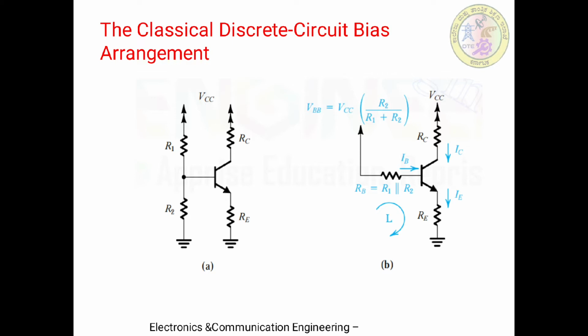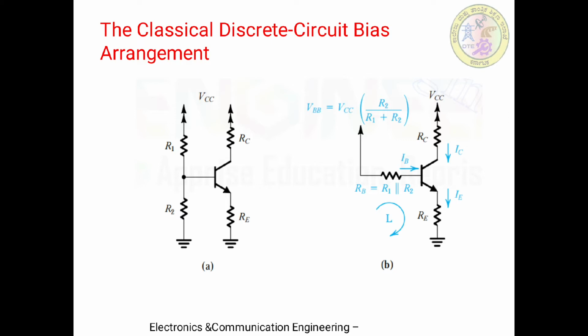Here the slide shows you the classical discrete circuit bias arrangement. Circuit A very much resembles the basic circuit except for the emitter resistor RE, and also RB1 and RB2 are now replaced as R1 and R2 resistors. Then there is a collector resistor RC, and now we also have the emitter resistor RE.